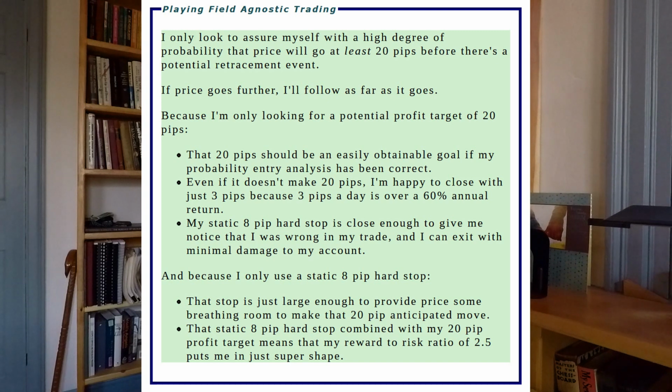So, secondly, the static 8 pip hard stop combined with my 20 pip profit target means that my reward to risk ratio of 2.5 puts me in super shape. So look, I've got great reward to risk, as good if not better than if I'm playing on the longer term charts. So I think I've got the best of both worlds. That's my opinion. That and maybe $1.50 will buy me a cup of coffee.